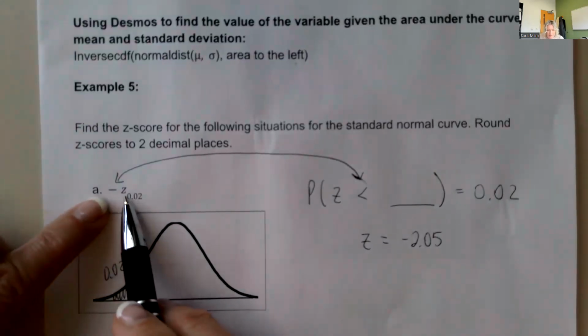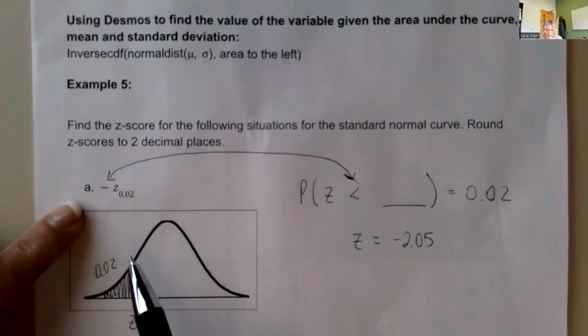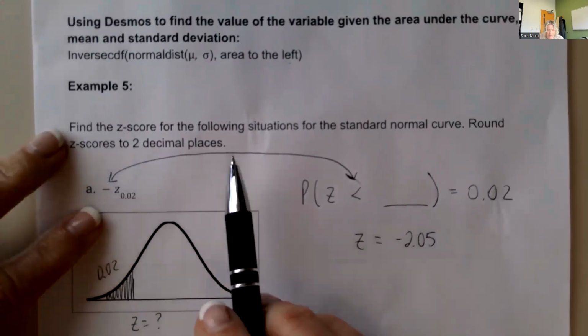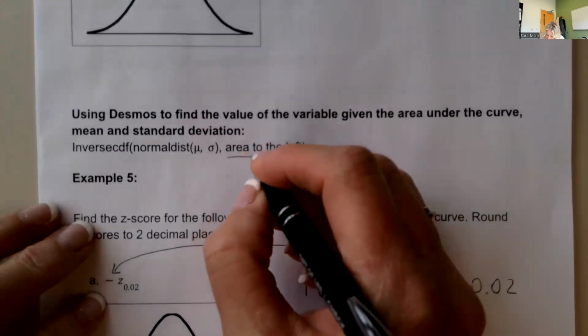So a negative z of alpha is on the left-hand side. It's the less than shading. And we have to remember that in Desmos, it's always the area to the left that we're entering.